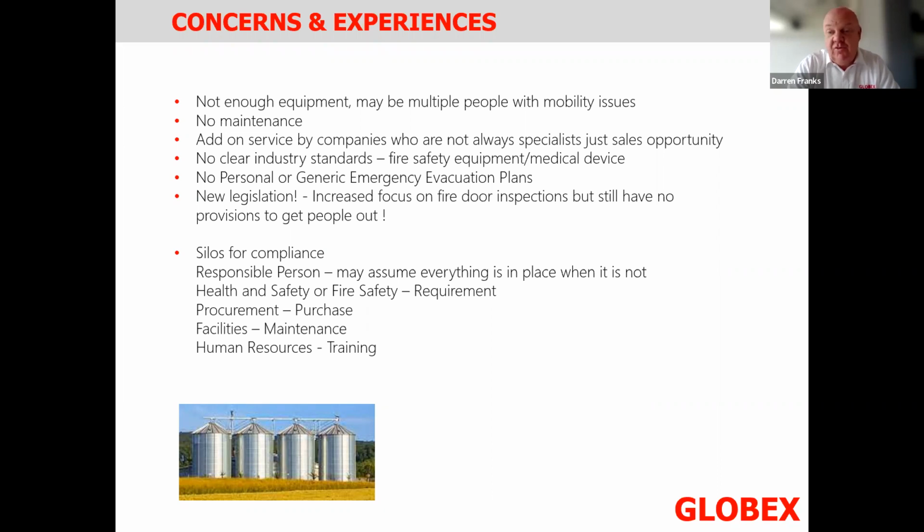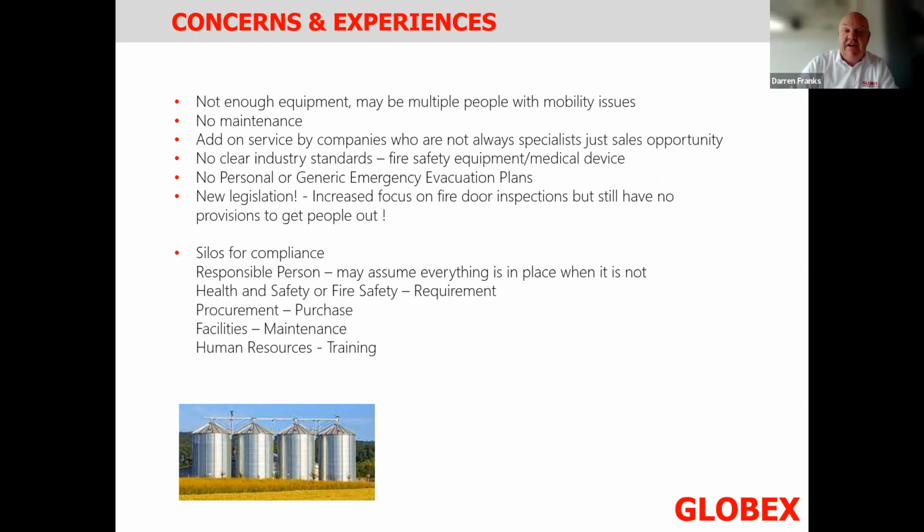And also where you have got equipment, there's often no maintenance, which the next few slides will highlight anyway, but it is essential that anything in the workplace, especially an evacuation aid, is maintained and regular checks done on it to ensure that it's fit for purpose and can be used.